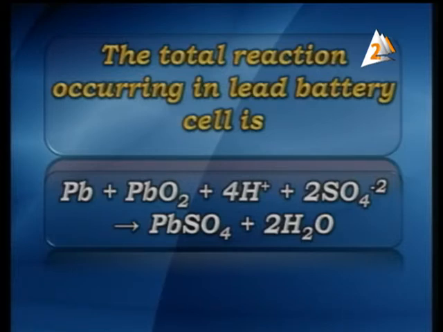Also we have 2 SO4 in ion of the negative 2. My dear, this is the reactants. What is the product? The product is PbSO4. It is lead sulfate, a type of salt. And we have H2O. So the battery, what is the type of this reaction?